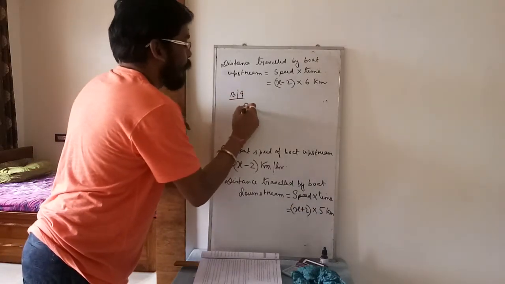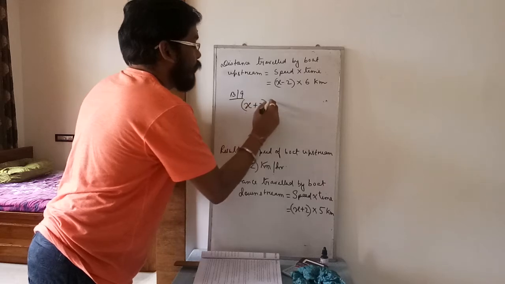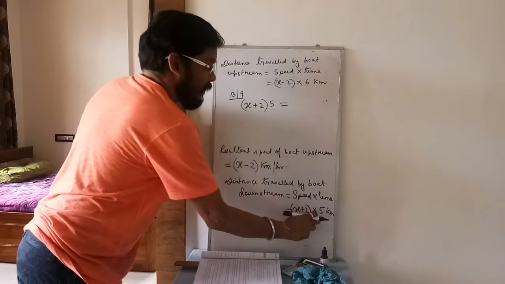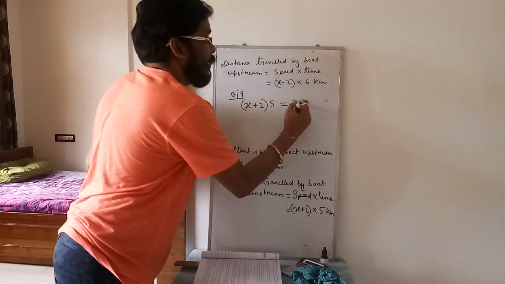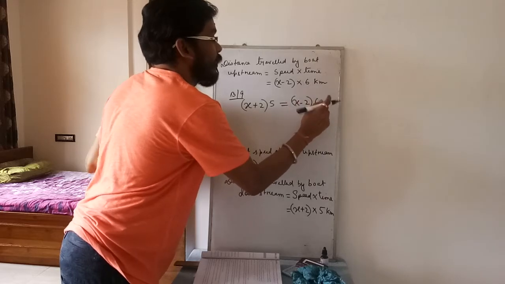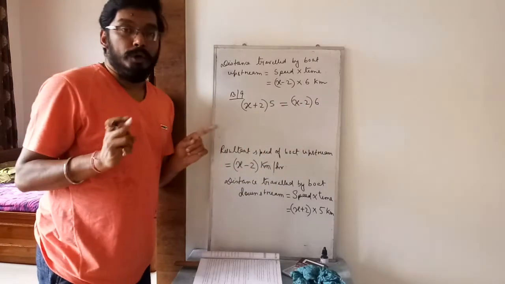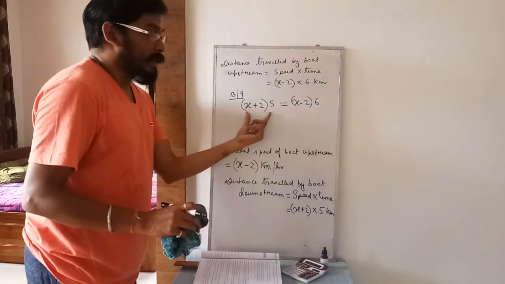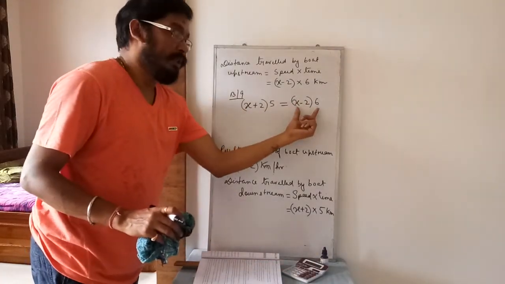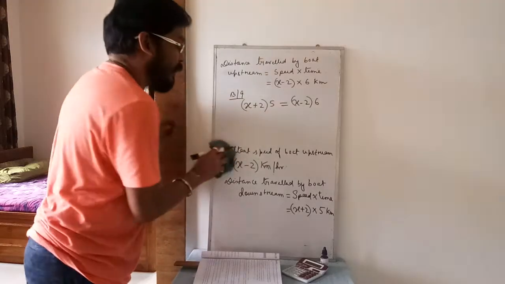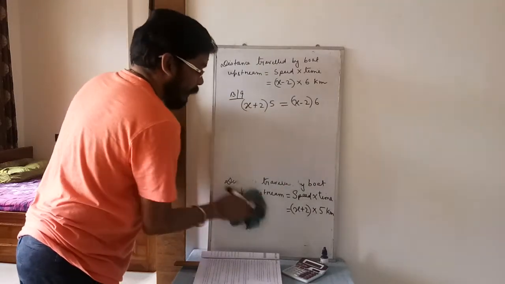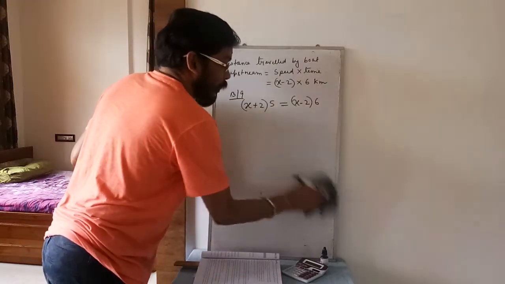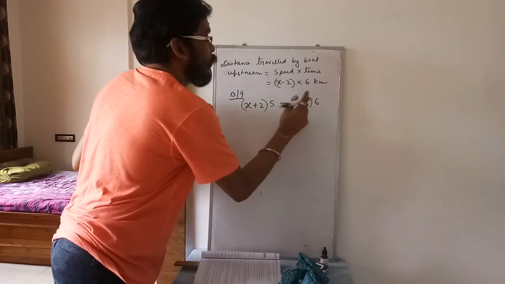So we will form an equation, x plus 2 into 5. This distance and this distance are the same. There will be no change in the distance because the boat was traveling between two coastal areas. So this is the distance from A to B, and this is the distance from B to A. There will be no change, so they are equal. So you got the equation. Now I'll solve it.